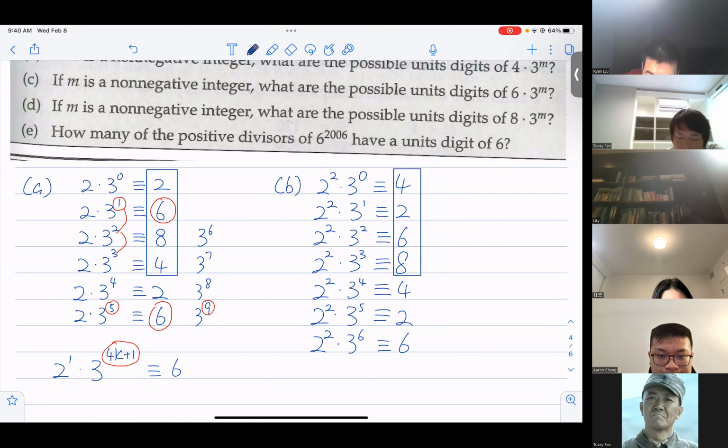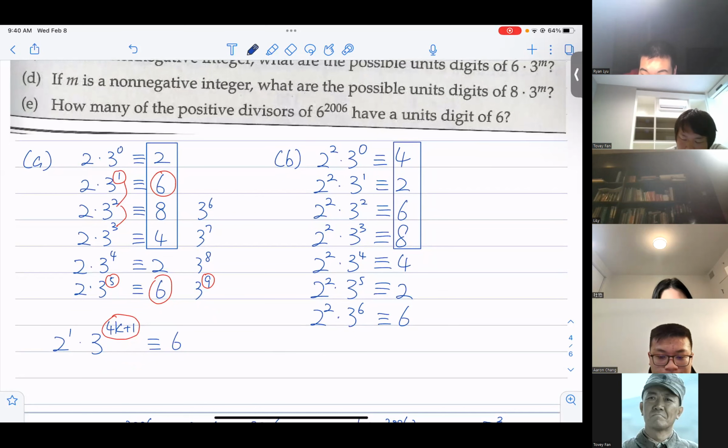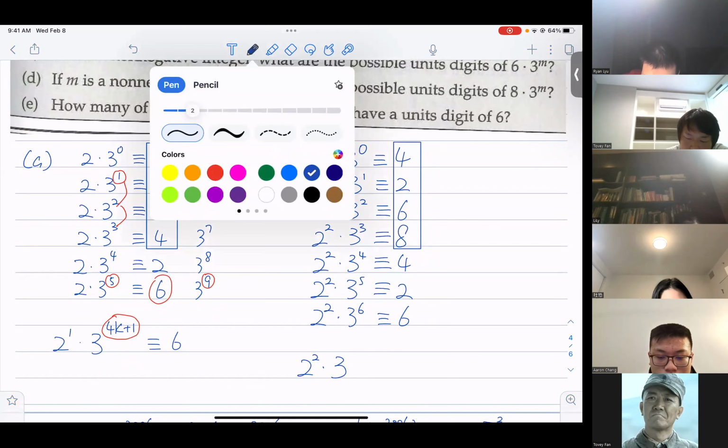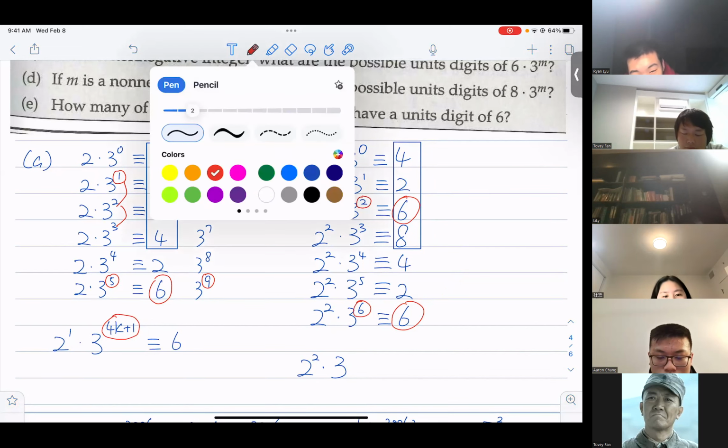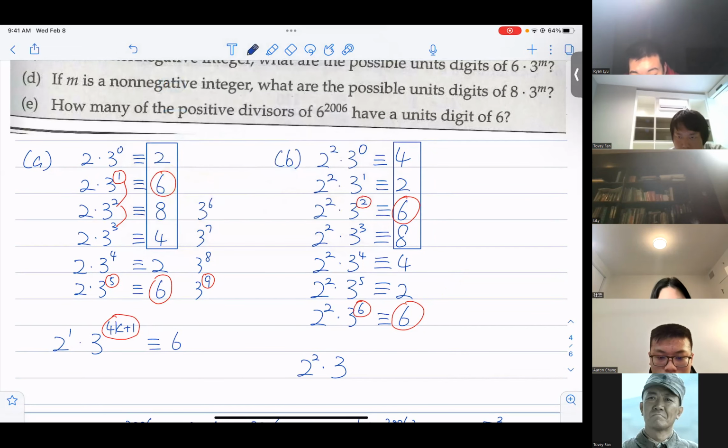Make sense? So now you will see that if we have 2 squared, then for the power of 3 to give a unit digit of 6, it has to be here, which is squared, or here, which is to the power of 6, right? The difference between the powers, 2 to 6, is 4 again. That should make sense because it cycles in a group of 4. So 2 or 6, that means they are multiples of 4 plus 2. In other words, when divided by 4, the remainder is 2.